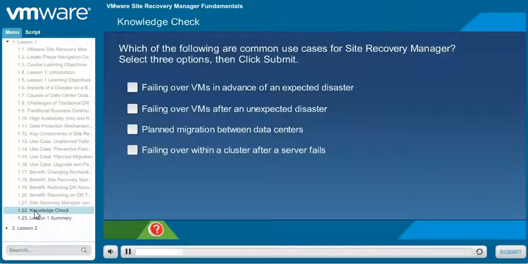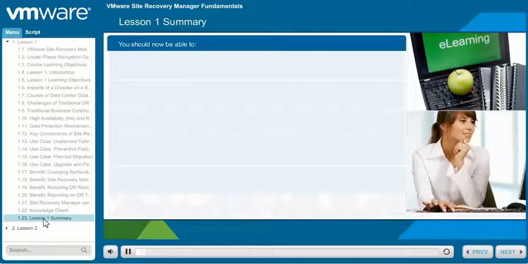Now it's time to check what you've learned. Which of the following are common use cases for Site Recovery Manager? Select 3 options. This is the end of Lesson 1.